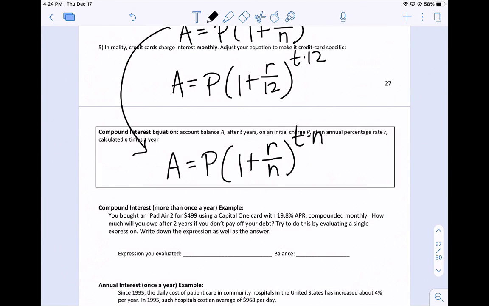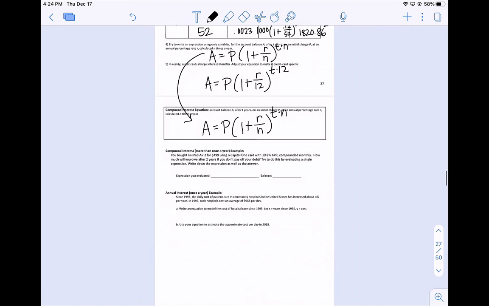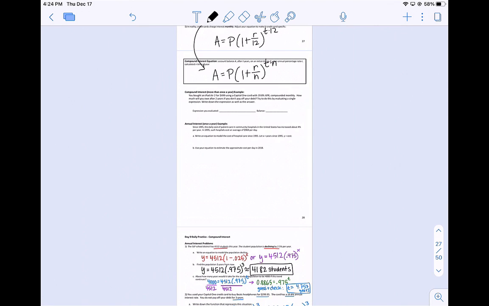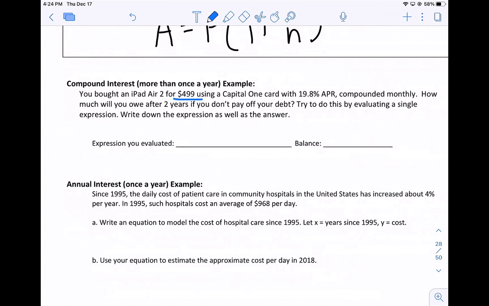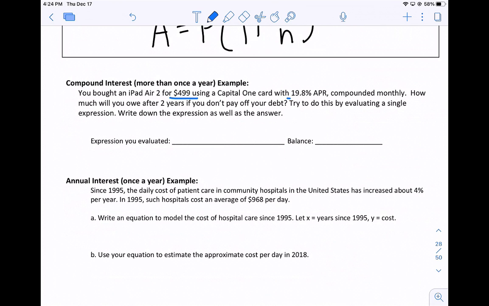So there's the fancy equation, but let's take a look at what it would look like in a problem that you would see. Here's compound interest when it's more than once a year. You buy an iPad Air 2 for $499 using a Capital One card. They charge you 19.8% APR compounded monthly. How much will you owe after 2 years if you don't pay anything off of your card? Try to do this by evaluating a single expression and write that down below.